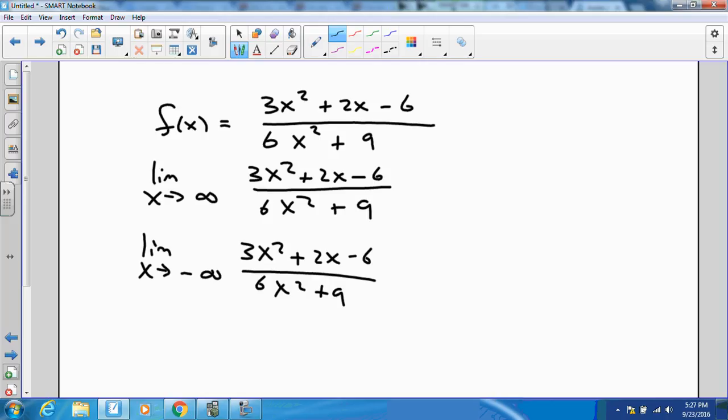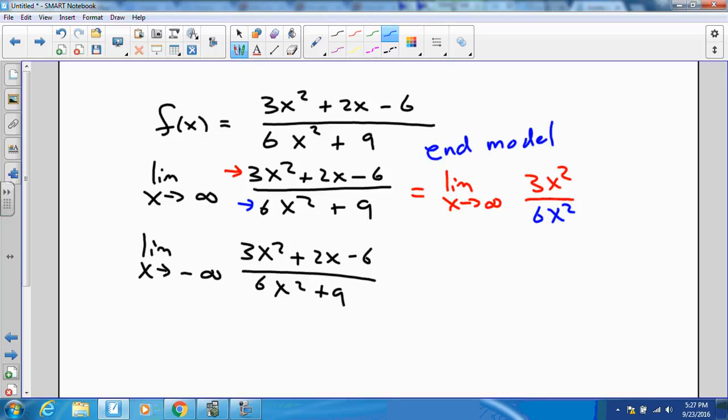So I set up these two limits right here. And now, using the idea of end models, I can say that as x goes to infinity, the numerator here, f of x, can be replaced with its end model. And the denominator here, g of x, can be replaced with its end model, just like so. Having replaced with the end models, we've got end model replacement.